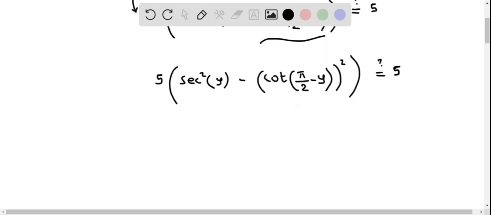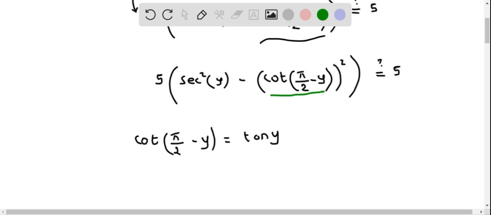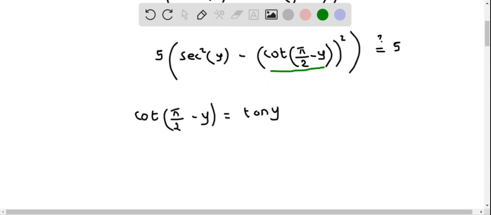Now we use the cofunction identity, that is cotangent of (pi by 2 minus x) equals tangent x. This is one of the cofunction identities which we utilize. And so if we replace this x by y, this is going to become cotangent of (pi by 2 minus y) equals tangent of y. And this means we can replace this expression, cotangent of (pi by 2 minus y), with tangent y, which I'm going to do in the next step.